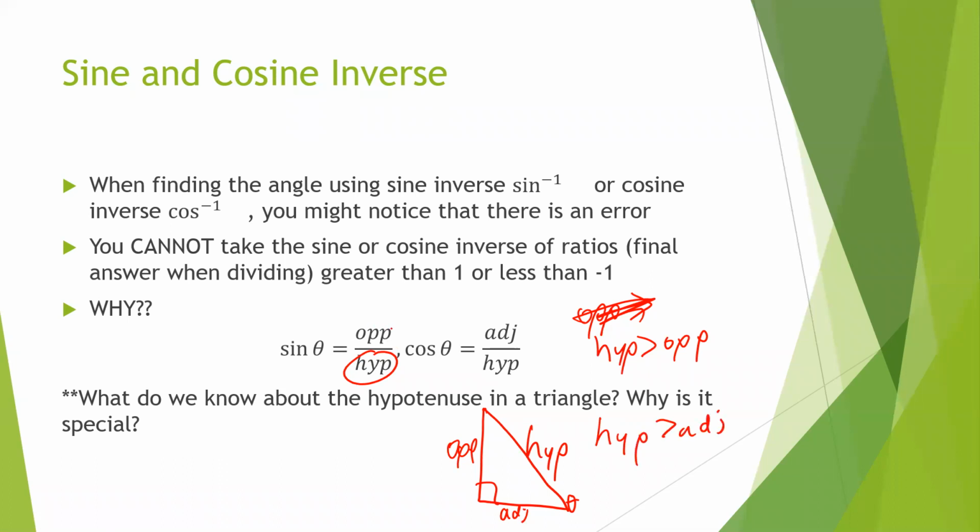Because we're always dividing a smaller number by a larger number, we know that the ratio will always be less than 1 and greater than -1. So we know that the sine ratio and the cosine ratio have to be between -1 and +1. Again, we're going to talk more about this in Unit 6 when we look at the graphs of the sine function and the cosine function.